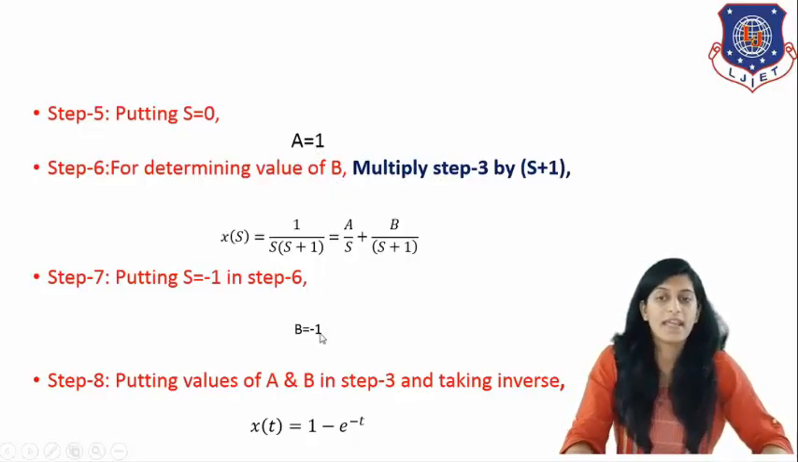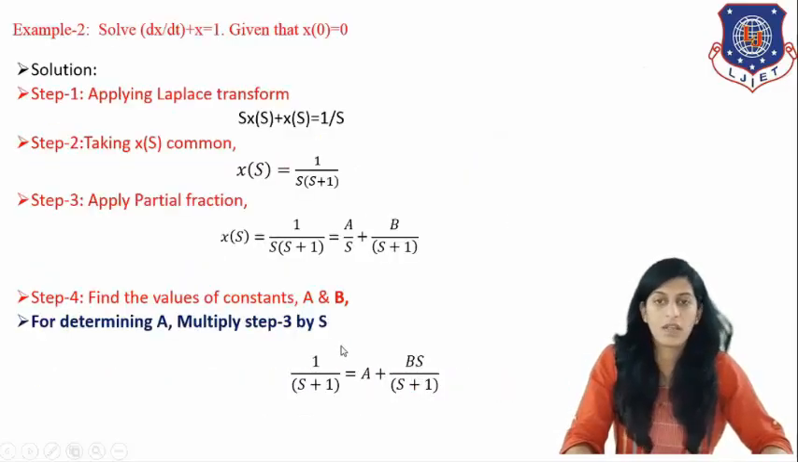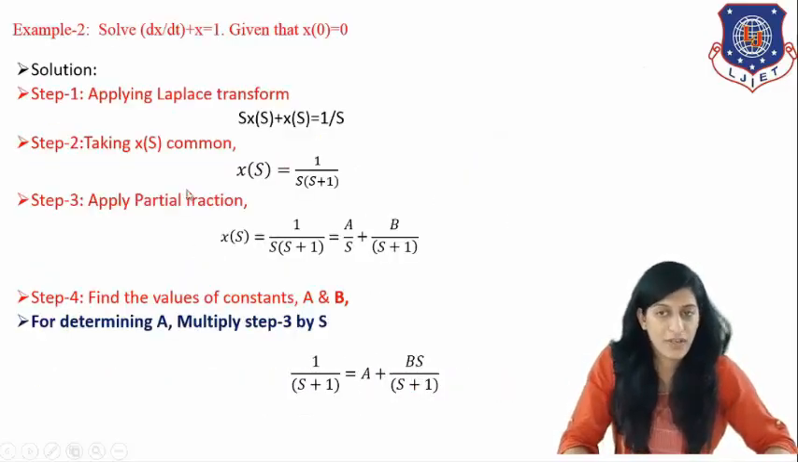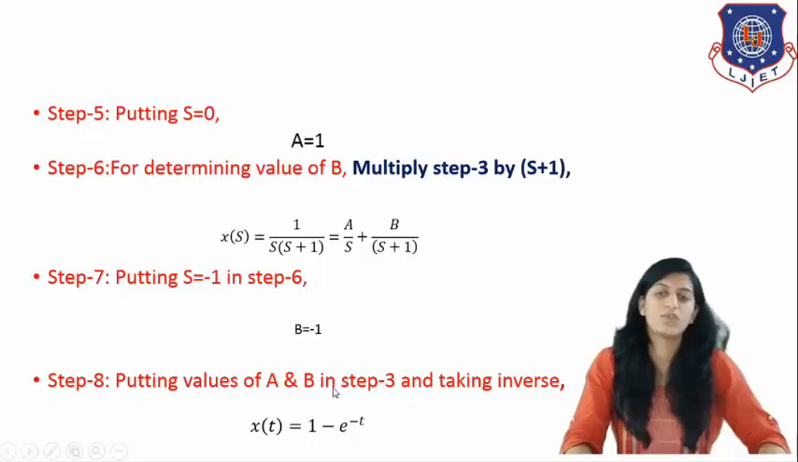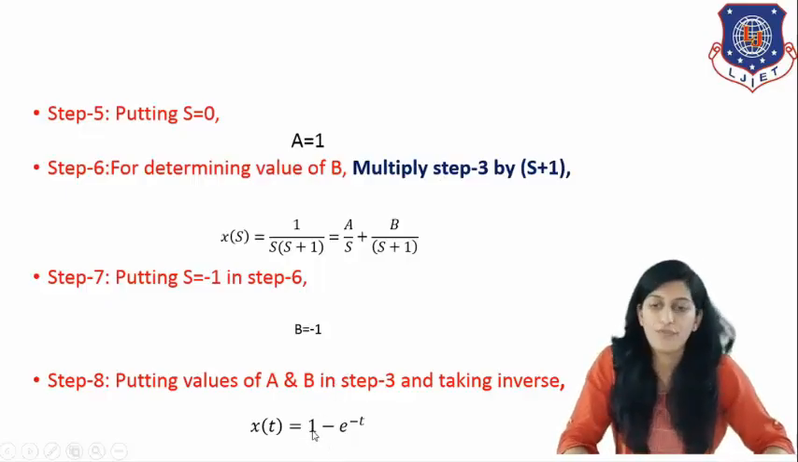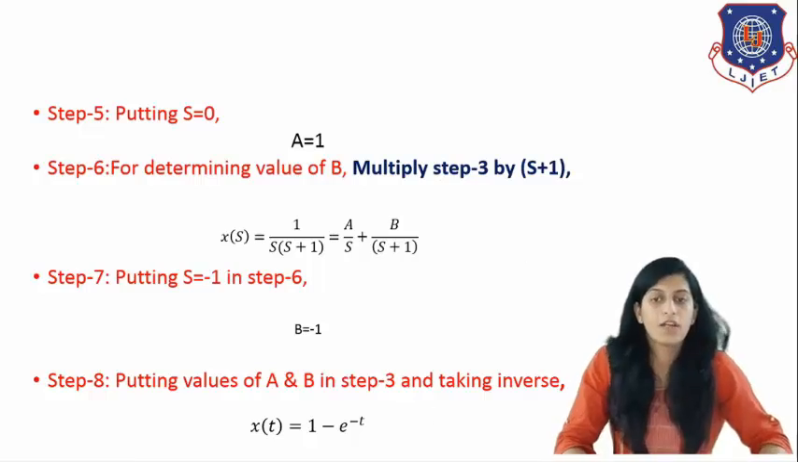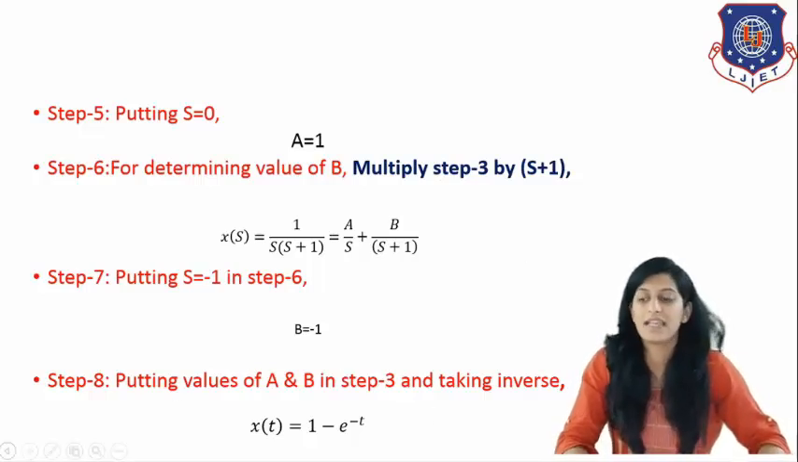Putting the value of A and B in this particular equation and taking its inverse, it will be in the form of 1 minus e raised to minus t. So this is our second example.